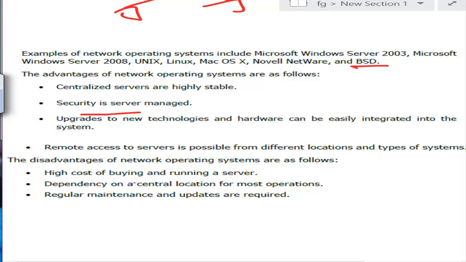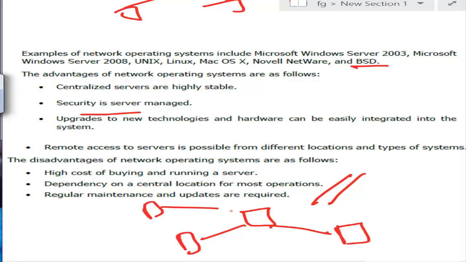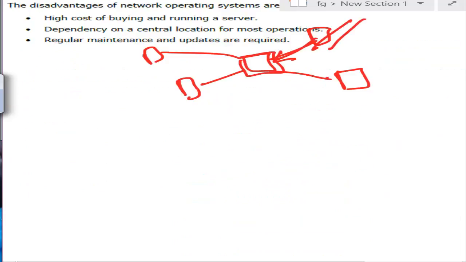Okay. Now there are disadvantages as well. High cost of buying and running a server. Dependency on a central location for most operations. Regular maintenance and updates are required. Okay, these things are there, but there are a lot of cost benefits as well when we have a client-server based architecture. For example, we have a powerful server, and we have clients which are not so powerful, and they sometimes want processing power. They can ask the server. Okay, they need the RAM, the hard drive, the storage. You can share with each other. You can share the resources. You can share the files. So it is really a great thing to do in today's world, especially.